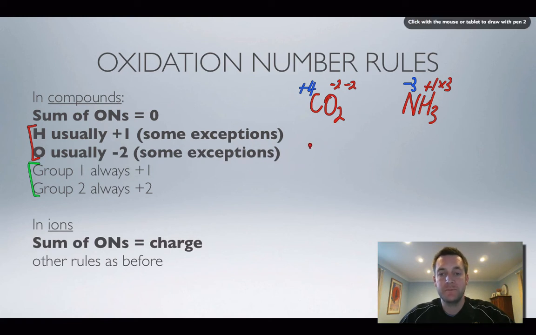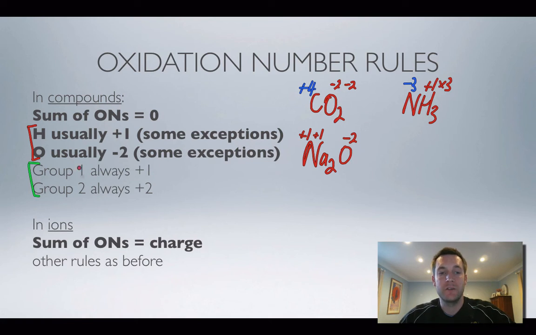For example, in sodium oxide, the sodium ion will have a +1 oxidation number. There's two of them, so they're both +1. And oxygen is -2. Now that might not strike you as being unusual because you know this rule already, but we'll see something in a moment called a peroxide, where this rule about oxygen doesn't apply. But we'll deal with the exceptions to the hydrogen rule.